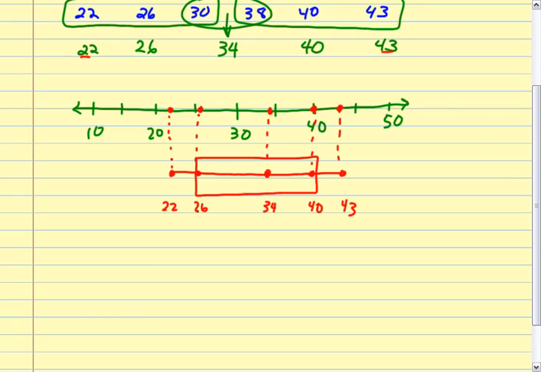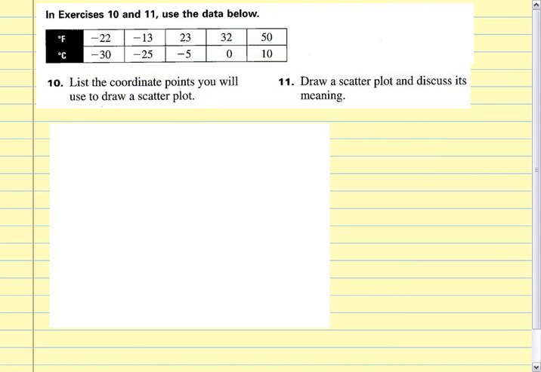So the numbers kind of spread out, really. I mean, the box is almost as big as the whiskers. So, all right, let's look at the next one. In exercises 10 and 11, use the data below. List the coordinate points you will use to draw a scatter plot. So what they want us to do is to write these as ordered pairs, okay?